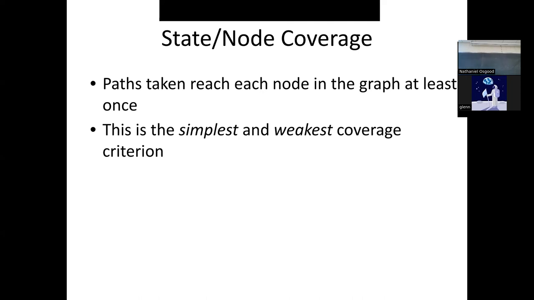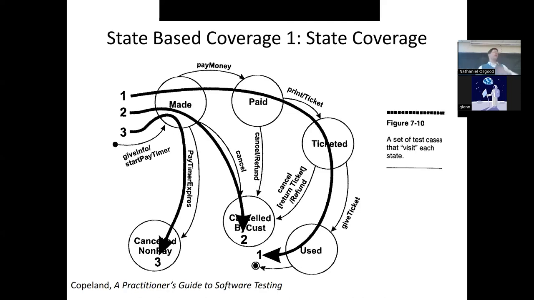So let's talk about state and node coverage. This is the basic, the simplest, and the weakest form of coverage. For this ticketing example, it would say you've gone to each of these states. But what have you missed? What have you not tested? I've been in at least one state where I made a reservation. At least once I tried the state where I canceled it because I didn't pay. Or a state where I canceled it deliberately. Or another state where it's been used. I went to each of these, so I tested cancellation, using it, paying it, ticketing it.